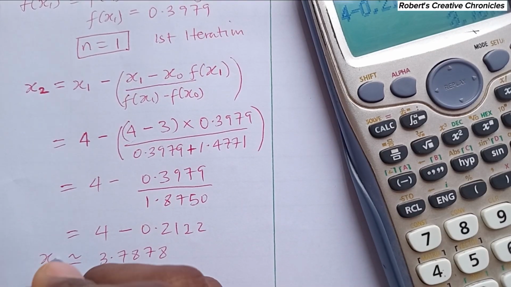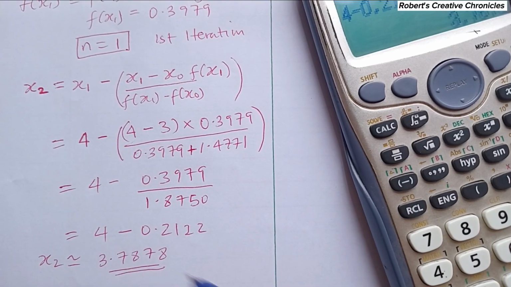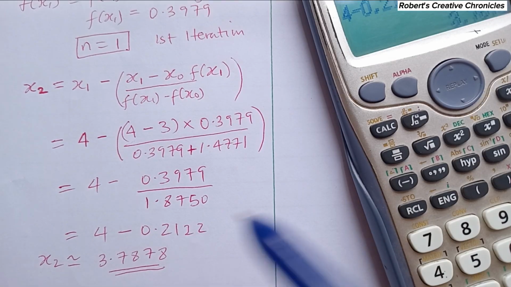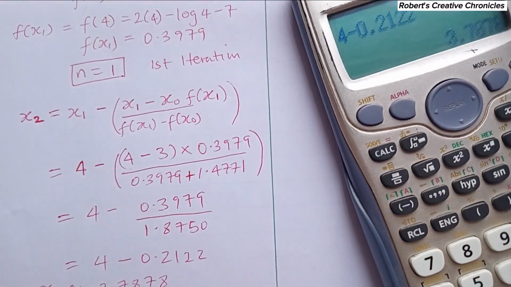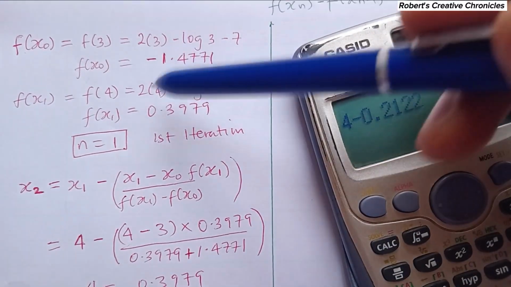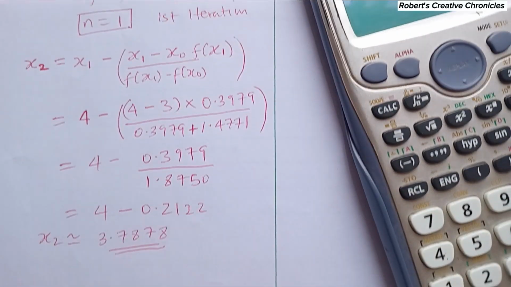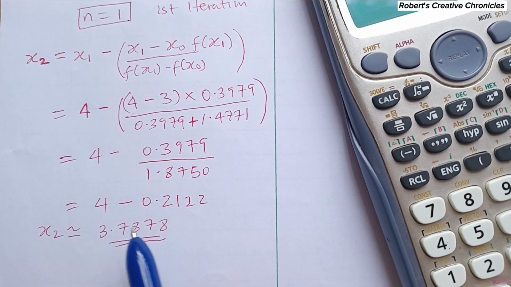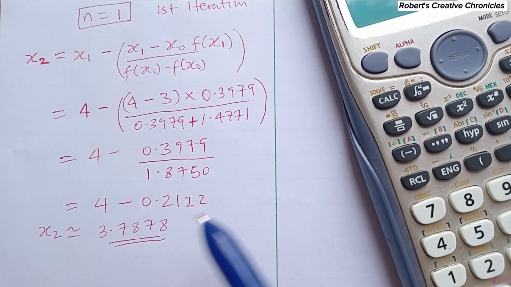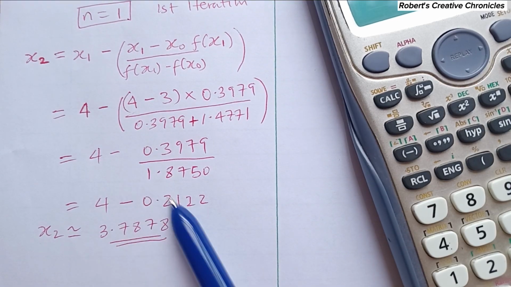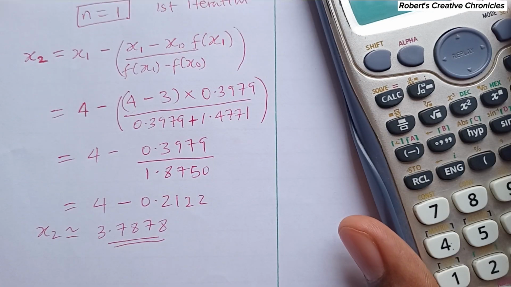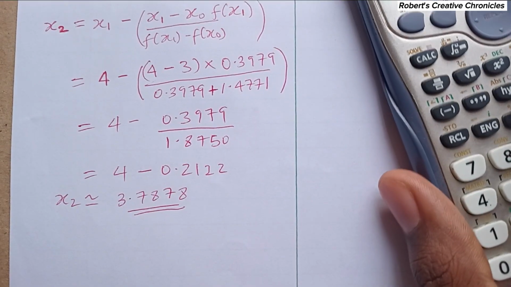3.7878. This is x2. X2 is approximately 3.7878. You can see that what I said at the beginning is almost true, since it lies between 3 and 4, now it is converging. You see 3.7878. I'm sure the next one will be decreasing, maybe 3 point or increasing. So you can see that it's converging. So now let's move to the next iteration.